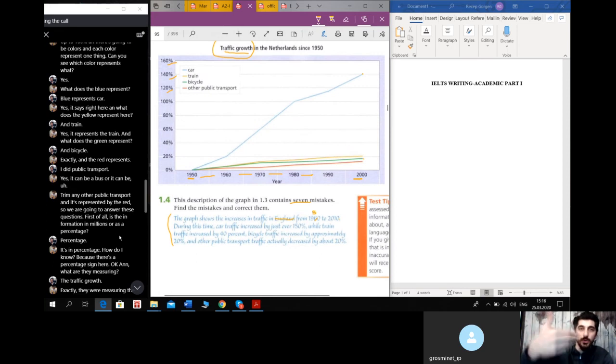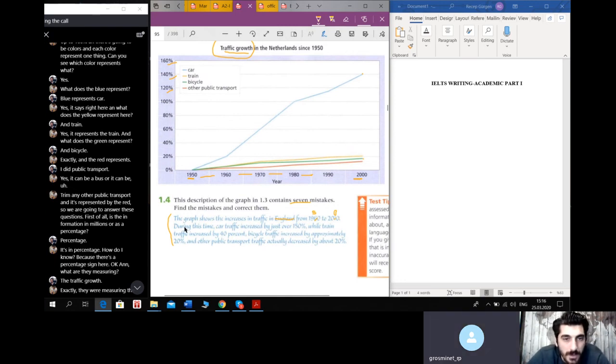When you write on your own, you can start to write like this because you have to explain all the time what you're writing about. So this is a pretty good start. We will look at the starts more, but this is a good one. So the graph shows the increases in traffic in Netherlands from 1950 to 2000, not 2010. Exactly. Okay, so we have 1, 2 mistakes here. And also 3. This is the third one.